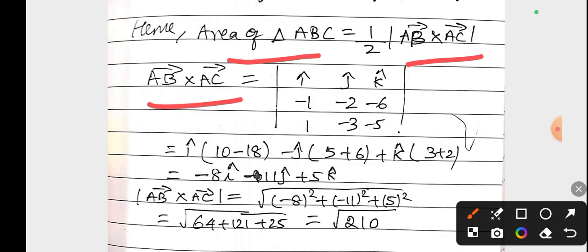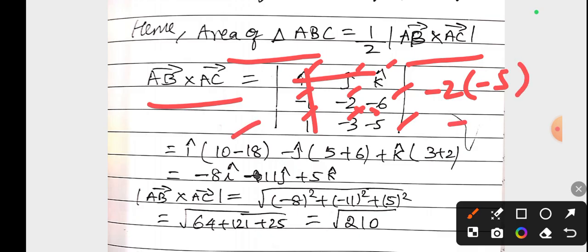First find the AB vector cross AC vector. i cap, j cap, k cap. The AB vector coefficients are minus 1, minus 2, minus 6 and the AC vector is 1, minus 3, minus 5. Then you do the determinant as usual. You know how we will do. i cap: minus 2 into minus 5, so you will get plus 10. Then minus 3 into minus 6, and you are getting it as 18. So, you will get 10 minus 18 is minus 8.